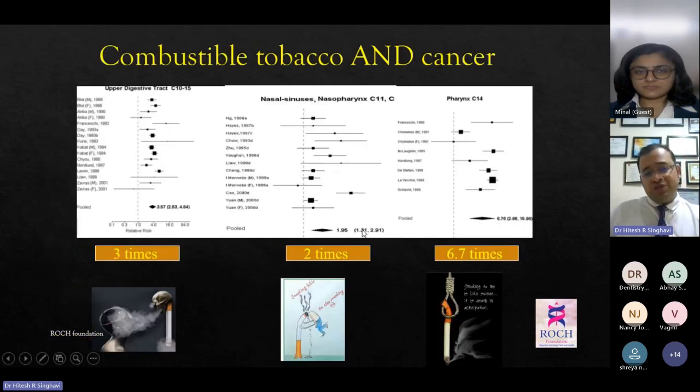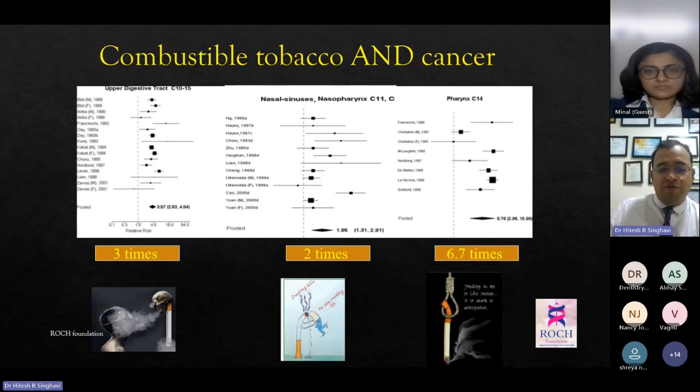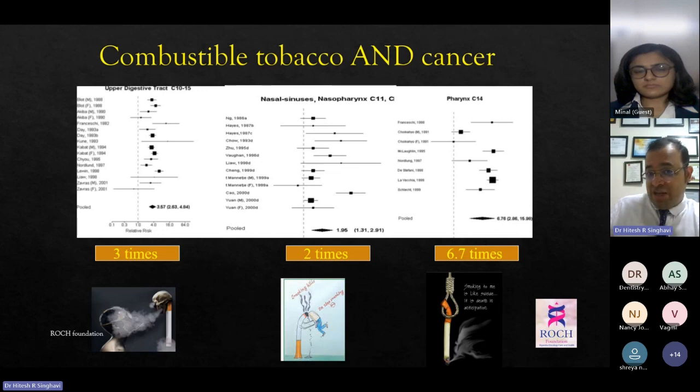And I want to show you these numbers because this is data from a systematic review or a meta-analysis. When I say meta-analysis, that means a lot of studies have been pooled and analyzed. The pooled data from many studies say that combustible tobacco can cause 3 times, 2 times, 6.7 times higher chances of upper aerodigestive tract, nasopharyngeal and pharyngeal cancers.